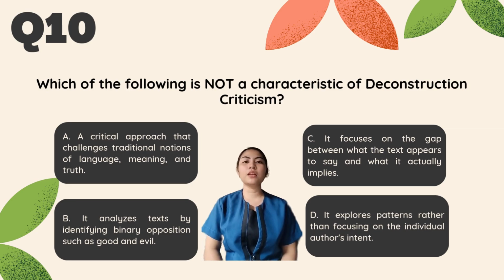For our last number, question number 10. Which of the following is not a characteristic of deconstruction criticism? Letter A, a critical approach that challenges traditional notions of language, meaning, and truth. Letter B, it analyzes text by identifying binary oppositions such as good and evil. Letter C, it focuses on the gap between what the text appears to say and what it actually implies. And letter D, it explores patterns rather than focusing on the individual author's intent.